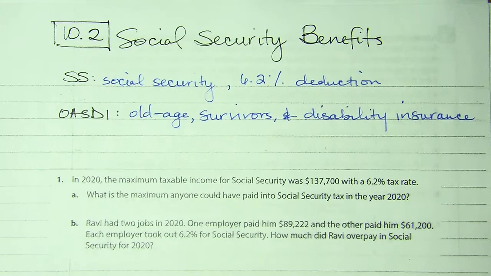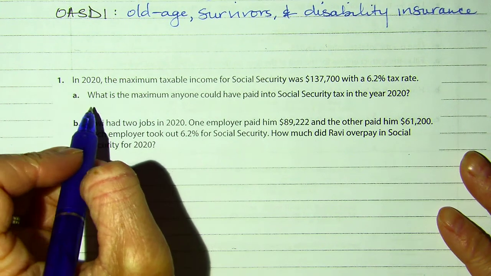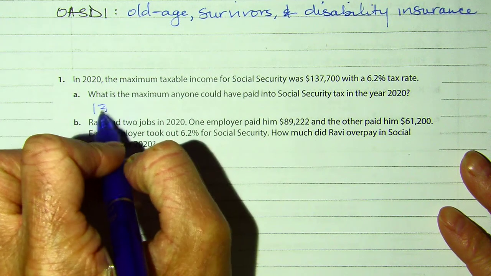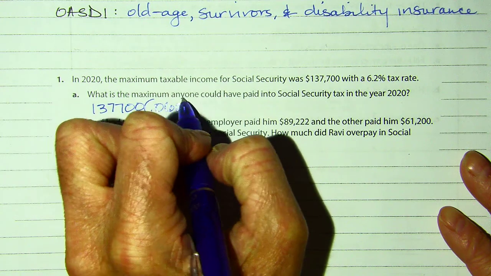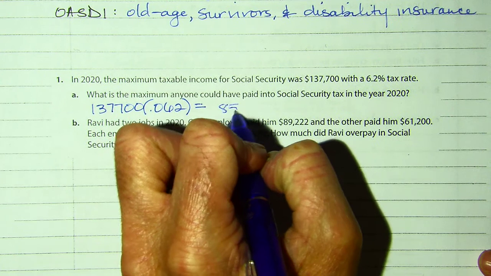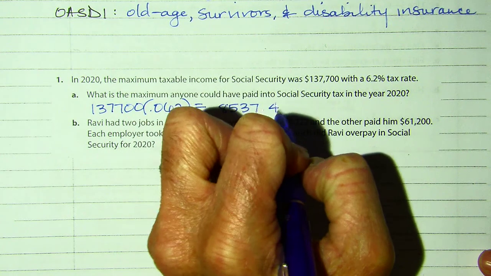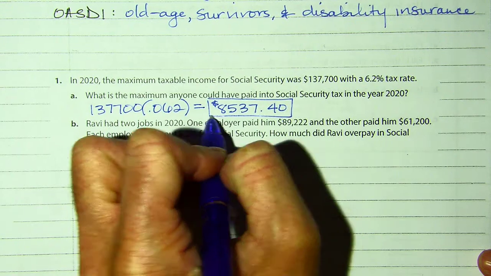All right, so we're going to jump right in. In 2020, the maximum taxable income for Social Security was $137,000 with a 6.2% tax rate. What is the maximum that anyone could pay into Social Security? That would be the maximum income times 0.062, which would give us $8,537.40. Remember, we're always turning our percents into decimals.